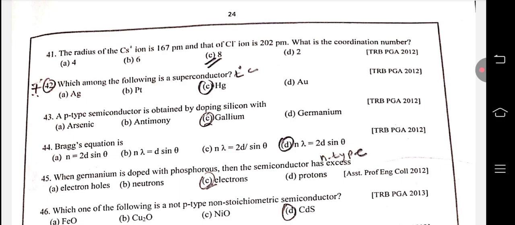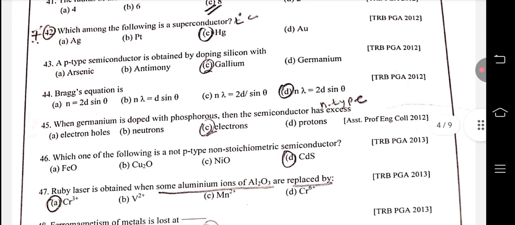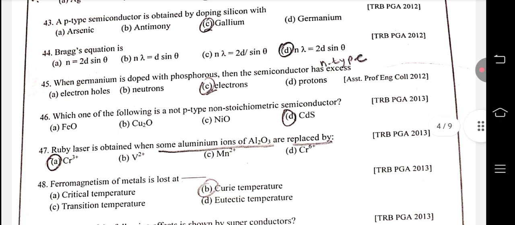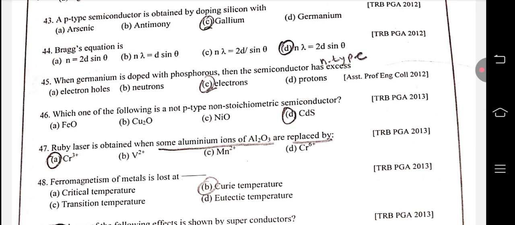This is a BCC structure. Which among the following is a superconductor? Mercury. The p-type semiconductor is obtained by doping silicon with gallium. The Bragg equation is 2d sin theta equals n lambda. When germanium is doped with phosphorus, the semiconductor is n-type, with excess electrons.